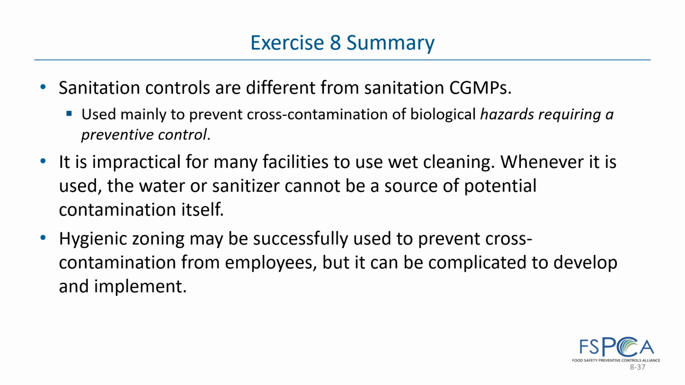To summarize that whole activity, sanitation controls are different from sanitation CGMPs. They're mostly used to prevent cross-contamination of biological hazards. It's impractical for many facilities to use wet cleaning. Whenever it is used, the water sanitizer cannot be a source of potential contamination itself. And hygienic zoning may be successfully used to prevent cross-contamination from employees, but it can be complicated to develop and implement. Okay, and that summarizes Chapter 8 altogether. Hope that was helpful for understanding sanitation preventive controls.